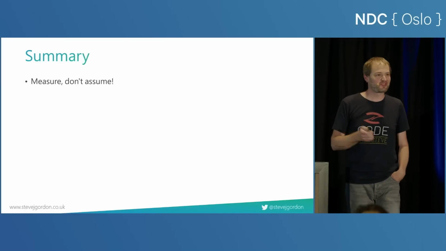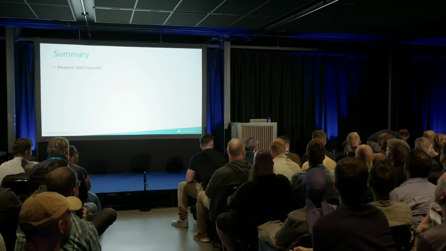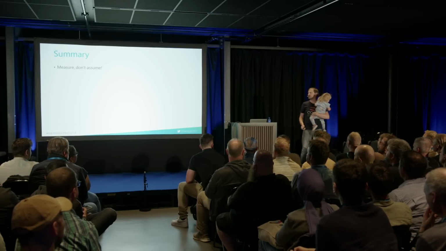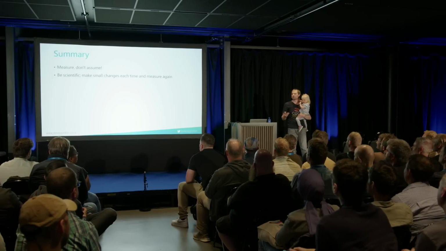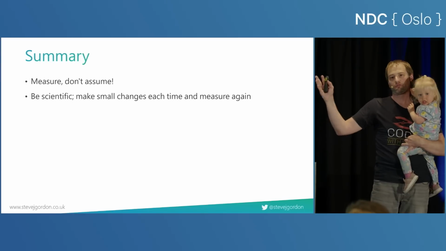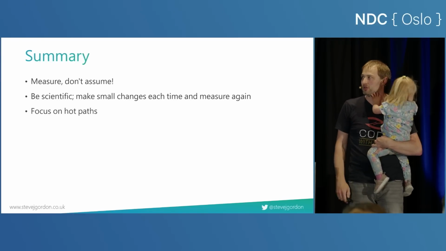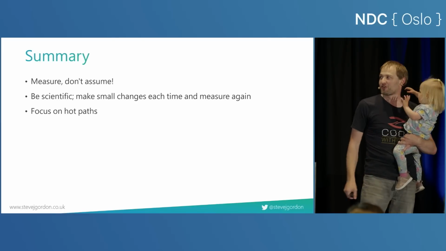So the important thing is, when you're doing your code, measure your code. Don't assume. Don't make assumptions with benchmarks. It's dangerous. Be scientific about how you analyze the results. Use techniques like BenchmarkDotNet to get you proper measurements. Focus on the hot paths.